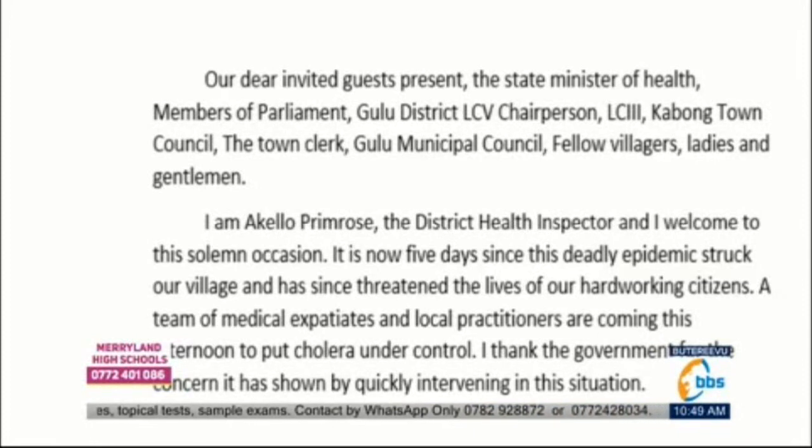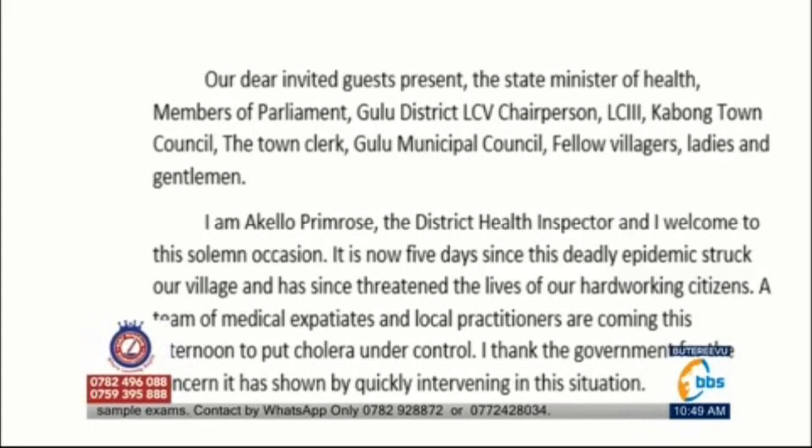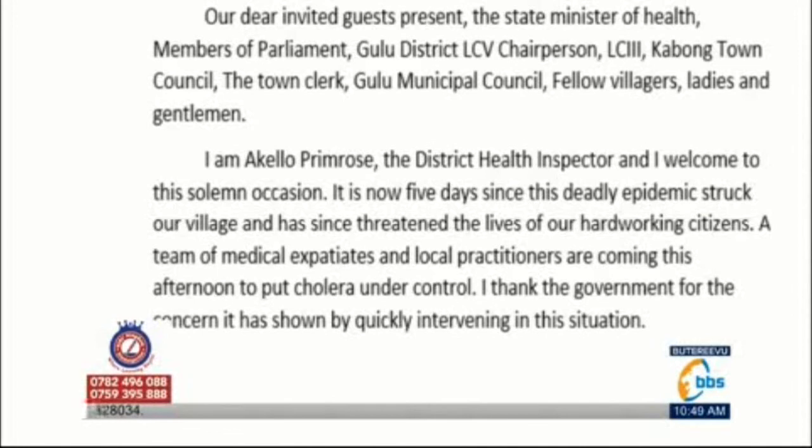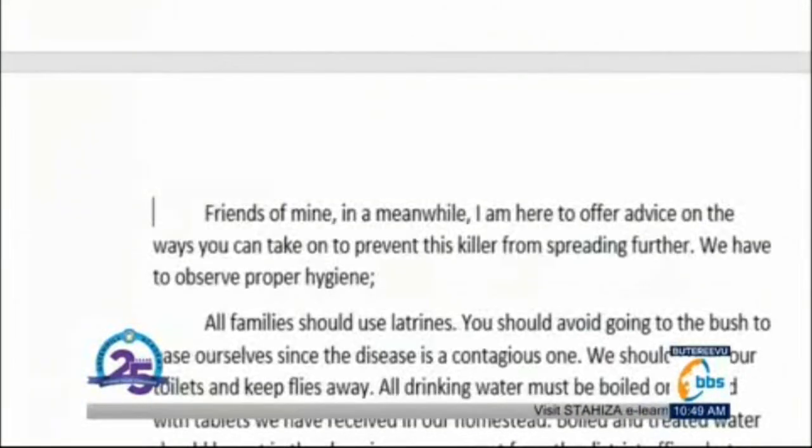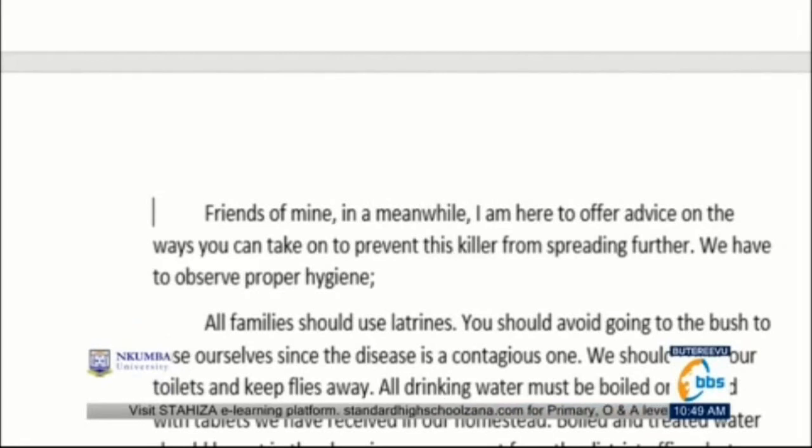Then he continues to say, "A team of medical expatriates and local practitioners are coming this afternoon to put cholera under control. I thank the government for the concern it has shown by quickly intervening in this situation." So he's thanking the government for intervening. And then in another paragraph he says, "Friends of mine, in the meanwhile, I am here to offer advice on the ways you can take to prevent this killer disease from spreading further.